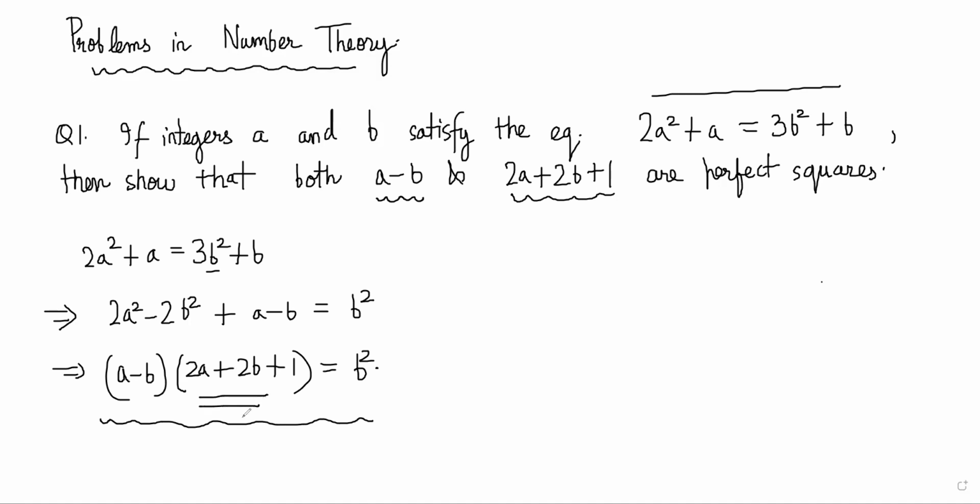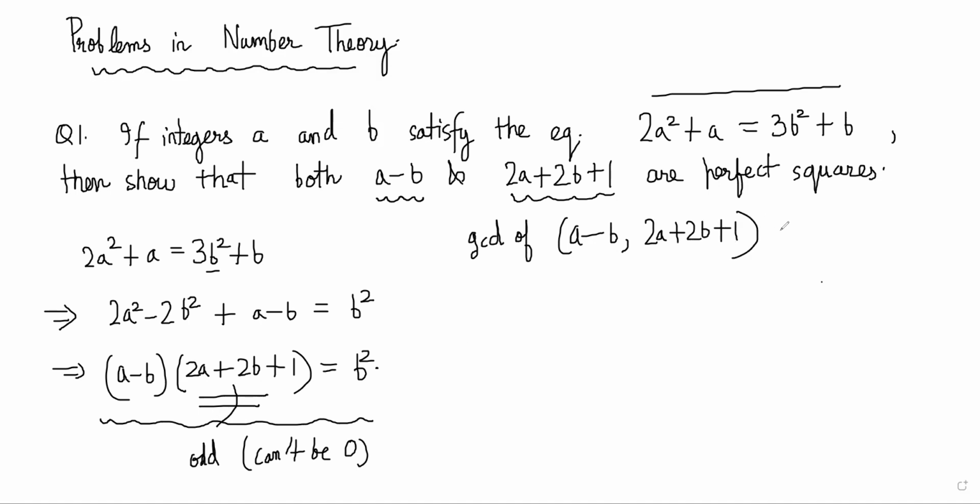So first of all, you have to realize that this number 2a plus 2b plus 1 is odd, so it cannot be 0, right? Can't be 0 because it is an odd integer, right? Now, let's denote the GCD of a minus b and 2a plus 2b plus 1 as d. What we have to do first, the first step, is proving that d is equal to 1.